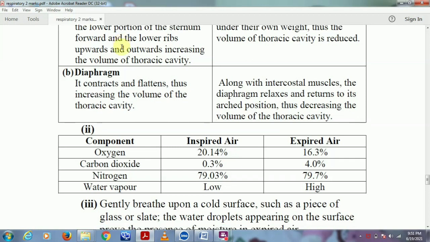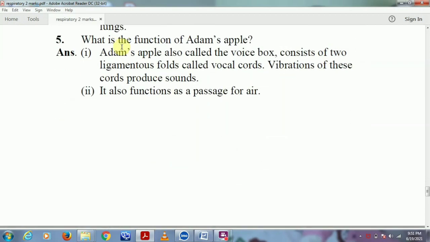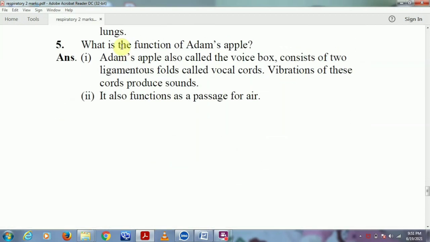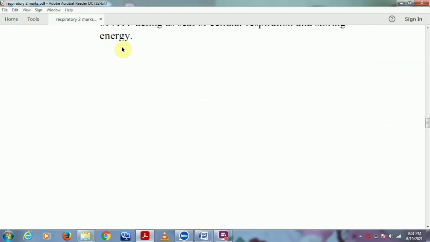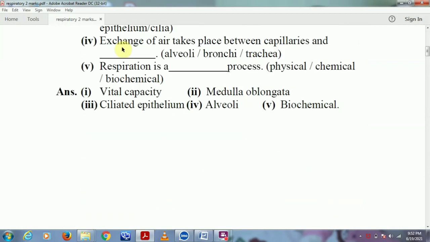So this is all about the MCQ type, fill in the blanks and short note type questions we have discussed in the respiratory chapter.